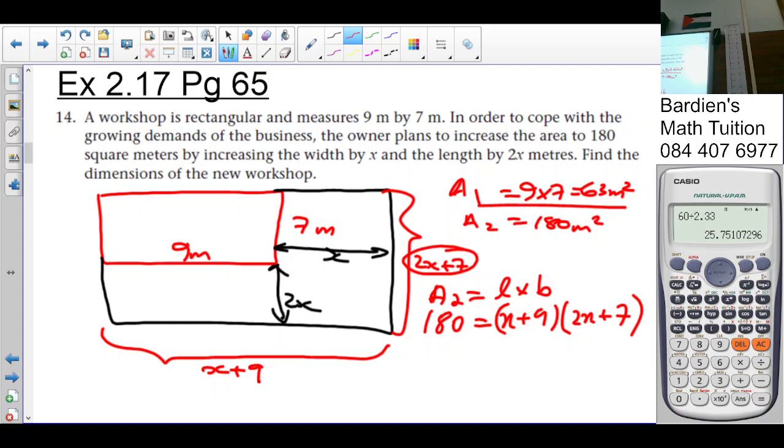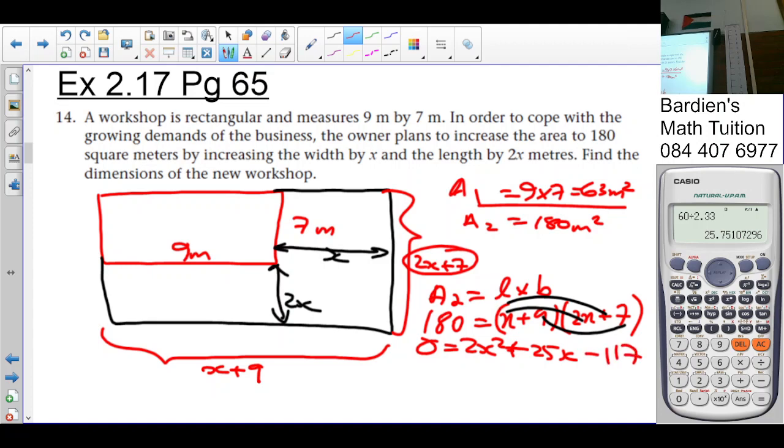So let's go. x times 2x, 2x squared. x times 7 is 7x. 9 times 2x is 18x, plus 7x is 25x. 9 times 7, 63. So you say 63 minus 180? 63 minus 180, somebody please? 117 in the negative. Negative 117.